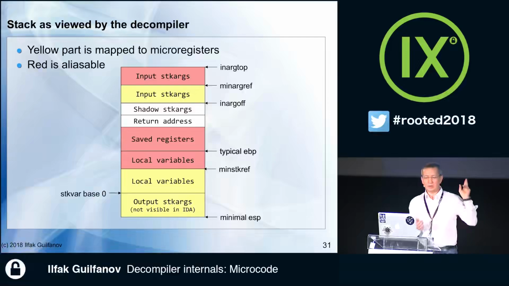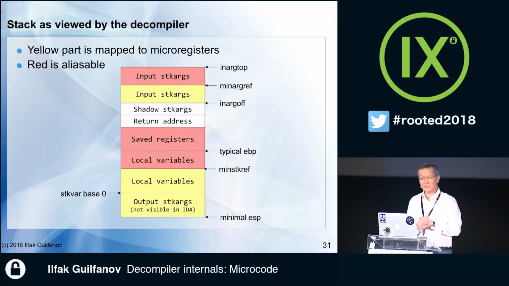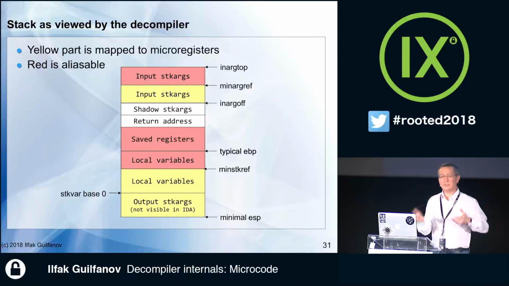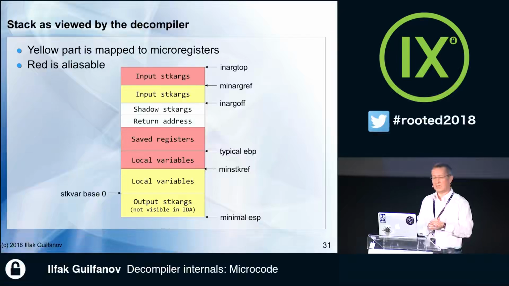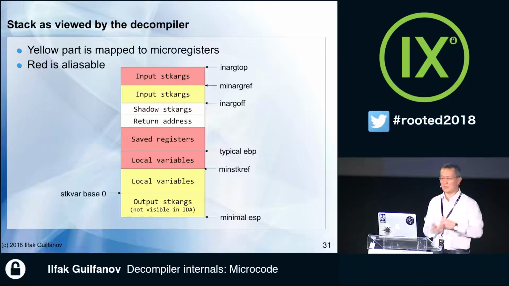Therefore, the red part of the slide cannot participate in data flow analysis. The decompiler has to keep track of what stack addresses we took, and therefore what part of the stack is aliasable or not aliasable.